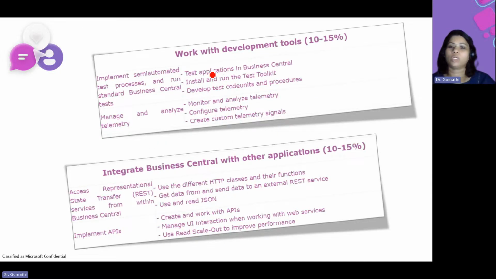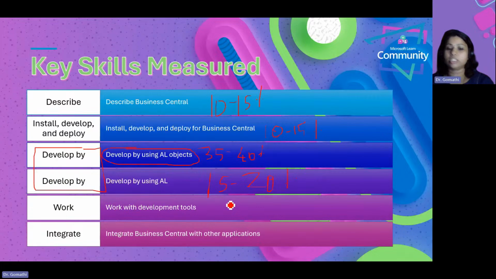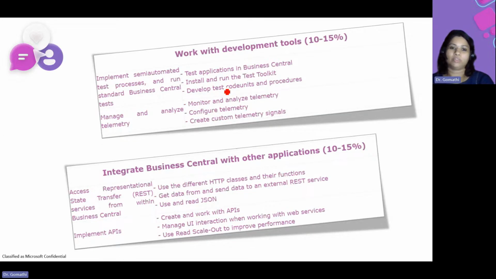Next comes work with development tools, which is 10 to 15 percentage. It's only 10 to 15 percentage, but anyhow this too is important. What is there in work with development tools? The first thing is implement a semi-automated test process and run standard business, like developing and testing procedures, installing and running the test toolkit in Business Central. I got a question from telemetry, which doesn't mean you will get it. You'll be getting only from telemetry, but of course you can also go through these things.